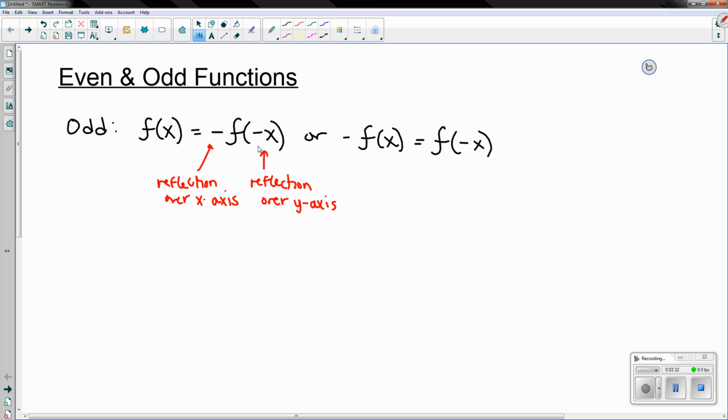So it's telling us the original function, if we were to reflect it over the y-axis and then reflect it over the x-axis, we should get an identical picture to the original graph. Now, doing these two reflections is synonymous with doing a 180-degree rotation about the origin. And therefore, we can say odd functions have point symmetry about (0, 0).